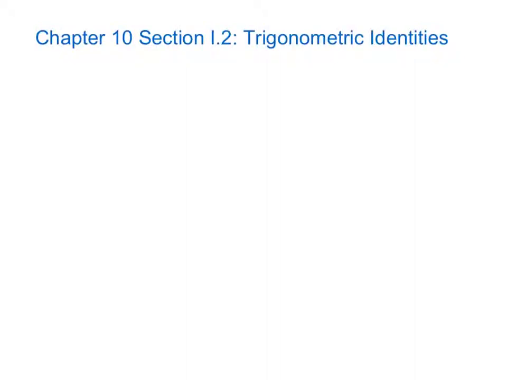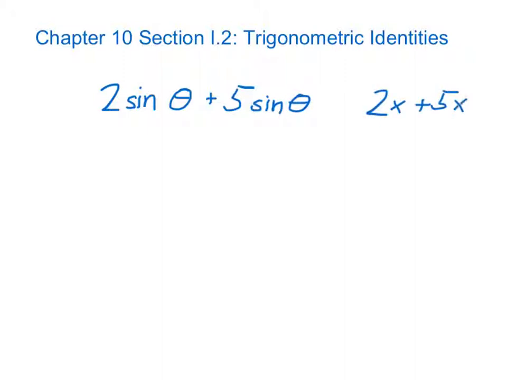In this video, we'll be looking at Chapter 10, Section I.2 on trigonometric identities. We'll actually be focusing more on simplifying trigonometric expressions, which act a lot like algebraic expressions. So if I give you 2 sine theta plus 5 sine theta, this is very much like 2x plus 5x. Well, we know 2x plus 5x is 7x. It's no different when we're dealing with trigonometric expressions. This is 7 sine theta.